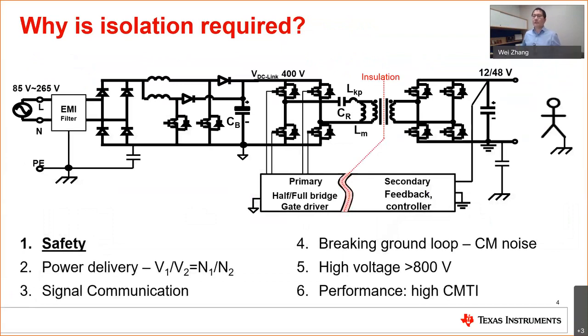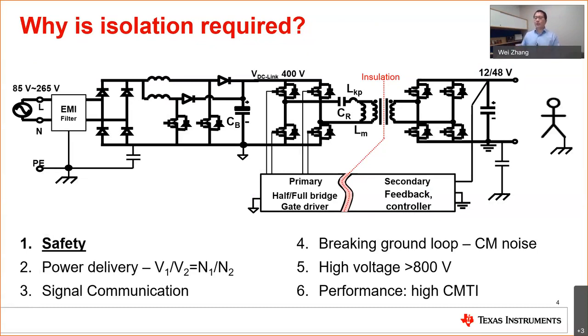And why is isolation required in multiple systems? The first reason is safety. And there are a lot of other reasons, like, okay, you want to go from 400 volts to 48 volts with a turns ratio to maximize your equipment duty cycle.